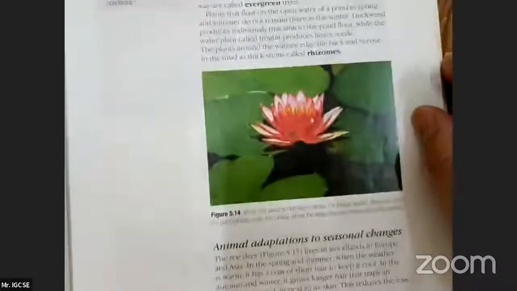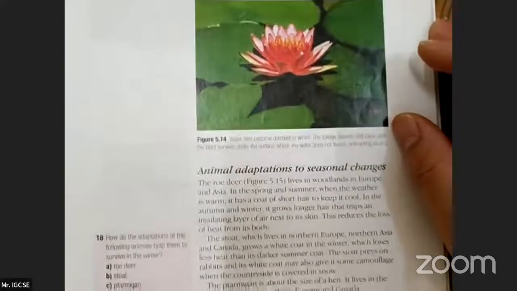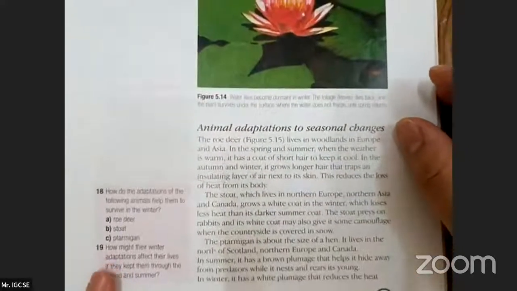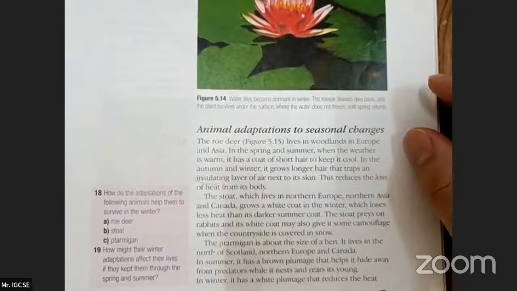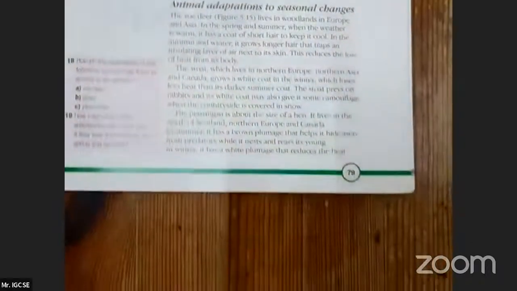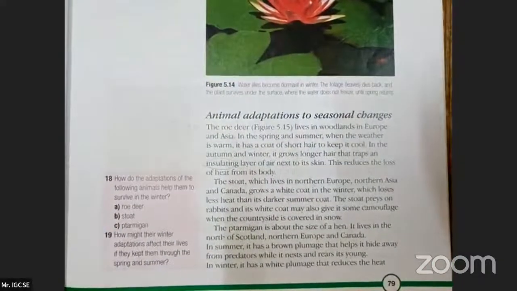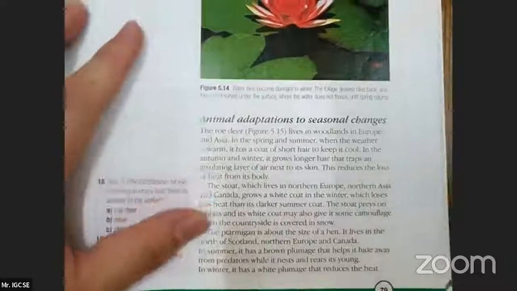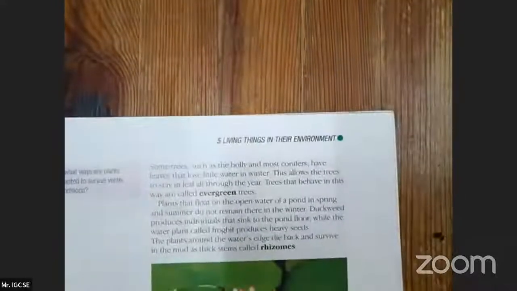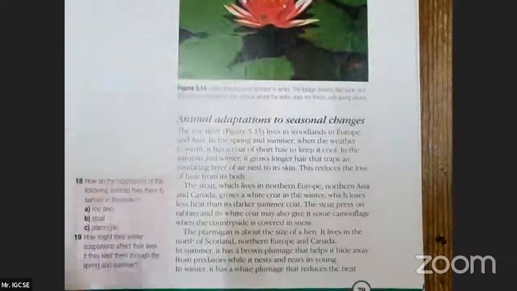And then we have animal adaptation. This is interesting. So if you really like this topic, always find more material from the internet or articles in your library. Then you can read it through this one. Animals.